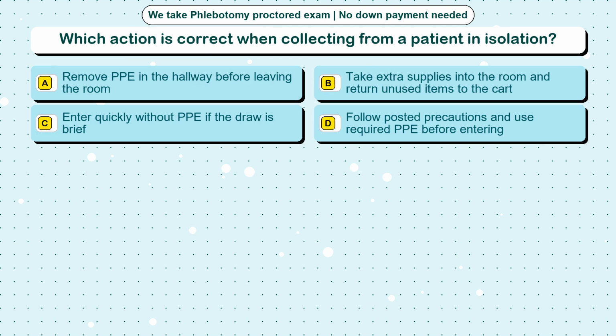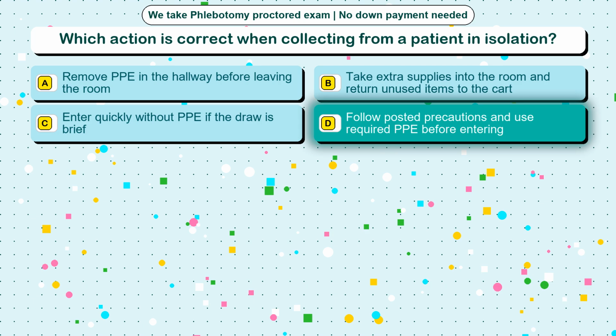Question 70. Which action is correct when collecting from a patient in isolation? Option A, remove PPE in the hallway before leaving the room. Option B, take extra supplies into the room and return unused items to the cart. Option C, enter quickly without PPE if the draw is brief. Option D, follow posted precautions and use required PPE before entering.